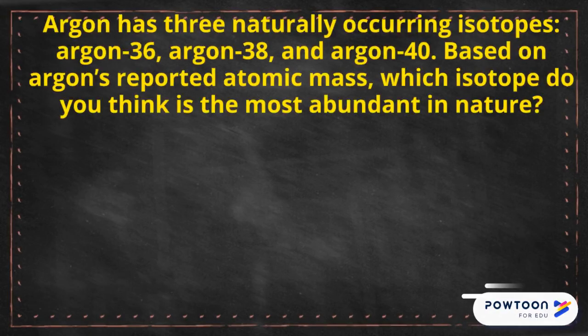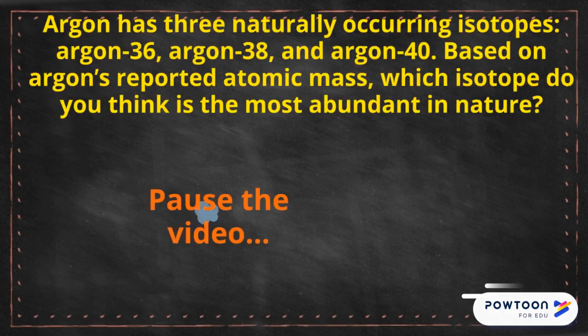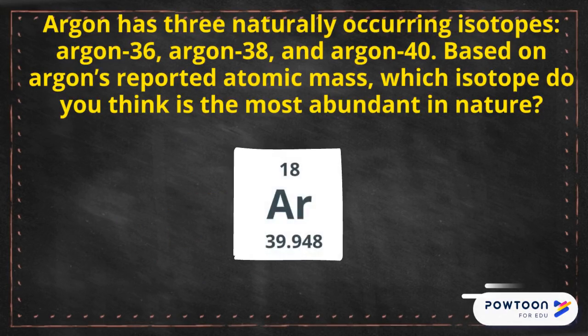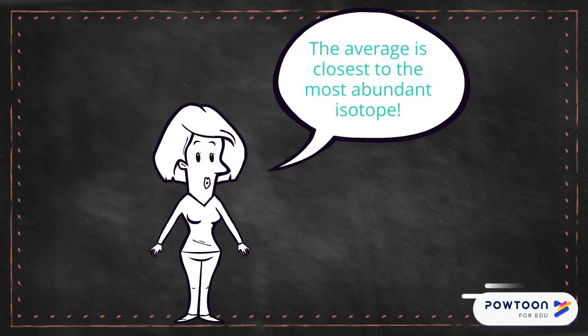Next is a conceptual practice problem for you to try. Pause the video if you need some time to consult your periodic table and think. The average atomic mass given on the periodic table for argon is 39.948 AMU. This is very close to 40, so we can say with some certainty that the most abundant isotope is the argon-40 isotope.